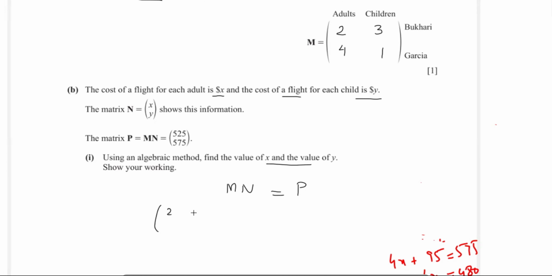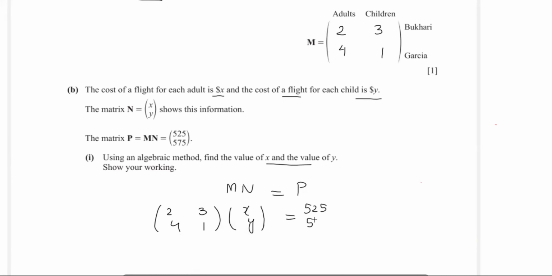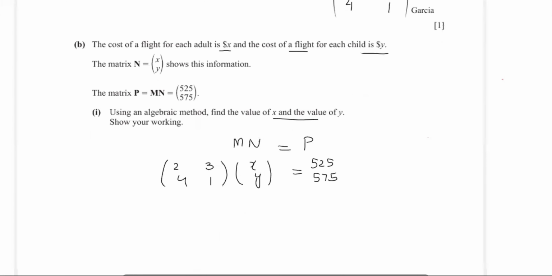Now we write M is [2, 3; 4, 1], N is [X; Y], and the product is equal to P. P is [525; 575]. Now we multiply the two matrices, row to column. You see here, 2 times X is 2X, 3 times Y is 3Y, and we add these values. Next is 4 multiplied by X, 4X, plus 1 multiplied by Y is 1Y, equal to 525 and 575.